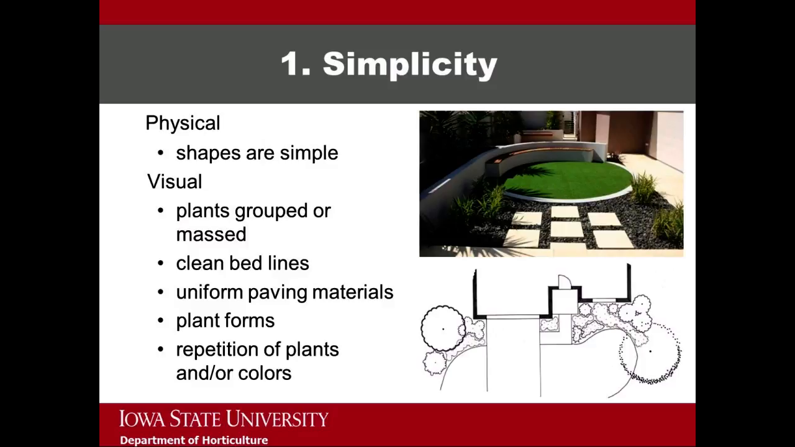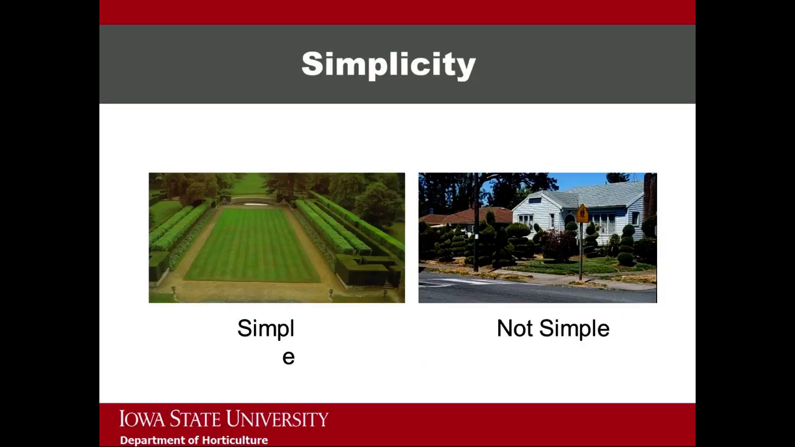In visual simplicity, plants are grouped or massed rather than lined up as individual entities. You can see examples of plant masses in the bottom image on the slide. Further examples of visual simplicity can come from uniform paving materials, simple and natural plant forms, and repetition of plants and colors. I think the captions speak for themselves in this slide.